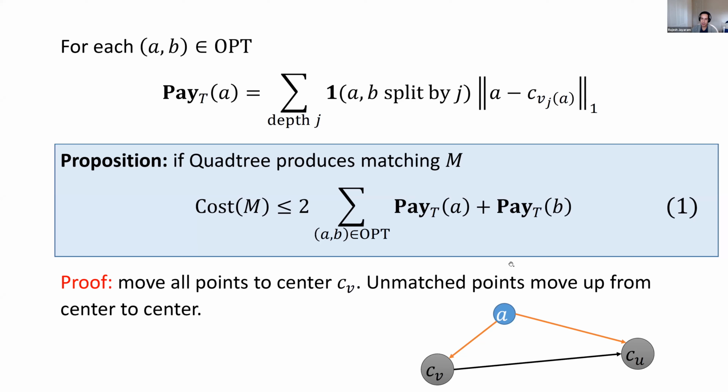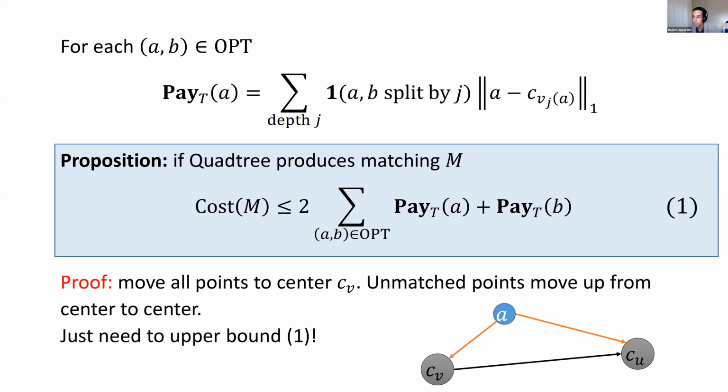And the idea is that if you have some points which are unmatched, which need to move from one center to another center, that means there must have been at least that many points which are split early by that point. So you can pay enough to move them from one center to another center all the way up the tree. That's just the high level idea of how this proof goes. But this shows that this payment scheme is enough to cover the cost. So what we need to do is just upper bound this cost. And that will be how we complete the proof.